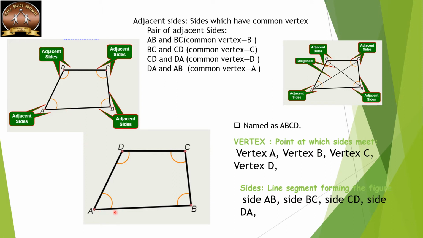Also, angle A, angle B, angle C and angle D are the four angles of this quadrilateral. Angle A and angle C are an opposite pair of angles. Angle B and angle D are another set of opposite angles. There are two adjacent angles to angle A, that is angle D and angle B. So angle A and angle D form a pair of adjacent angles. Angle A and angle B form another pair of adjacent angles. So let us proceed into more details of quadrilaterals.